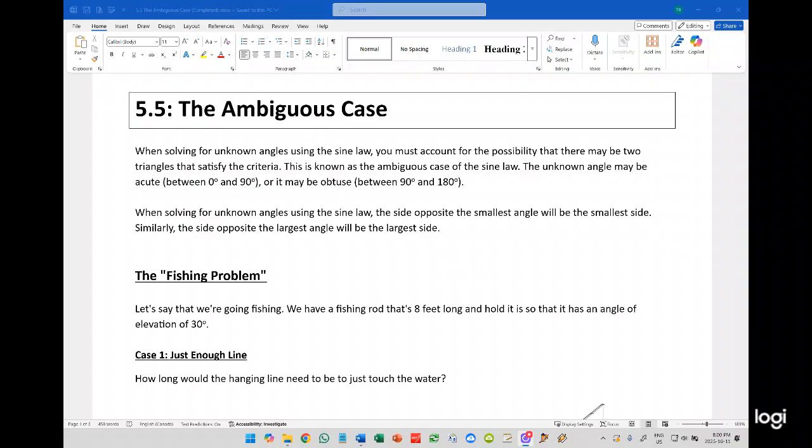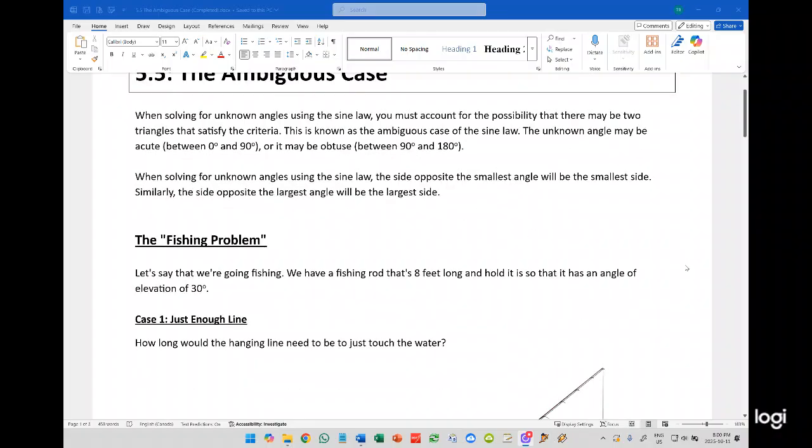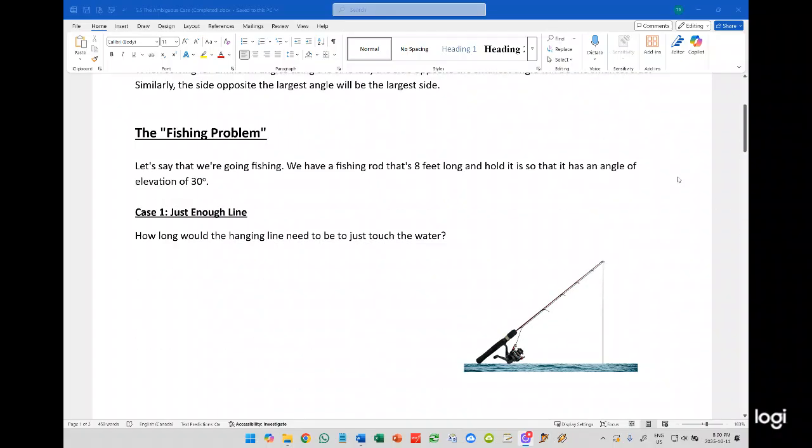So I'm going to try and make this as painless as possible by using an analogy of how it works and then giving you some questions that are basically using this idea. So I call this the fishing problem. And if you're not somebody who likes fishing, I'm sorry, but trust me, fishing is still better than trigonometry. So hopefully you'll be okay with this. So here's the fishing problem.